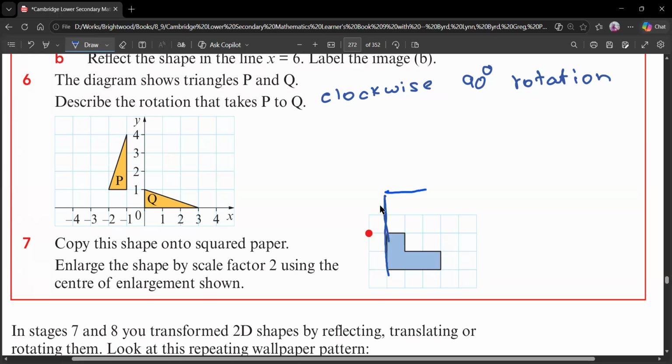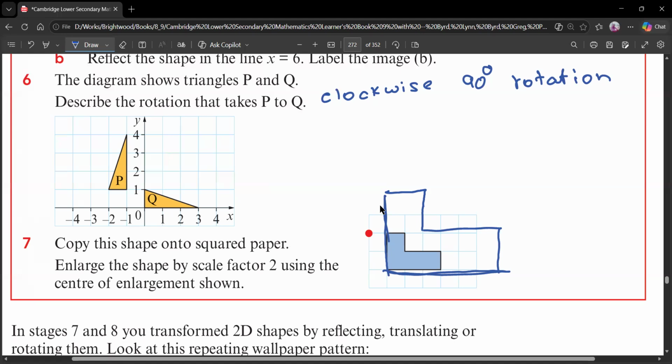If there is 1, it becomes 2. If there are 2, it becomes 4. Like this, scale factor of 2. All the things are twice. This 2 becomes 4. This 2 becomes 4. This 1 becomes 2. Like here. All the things are what? Multiplied by two. Double size. Clear? All the things are getting doubled.